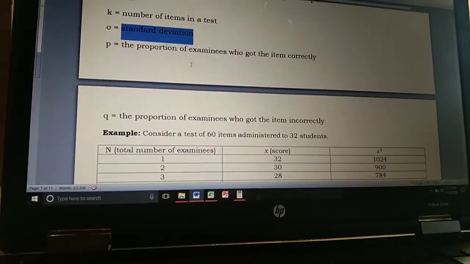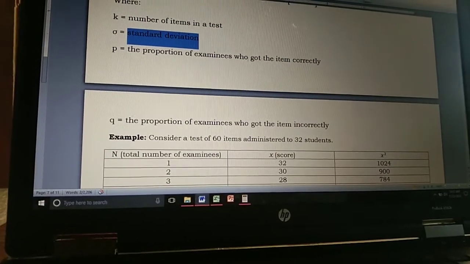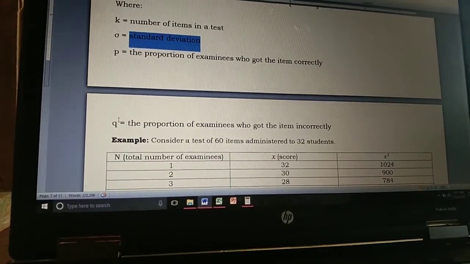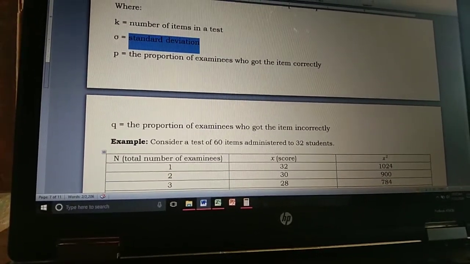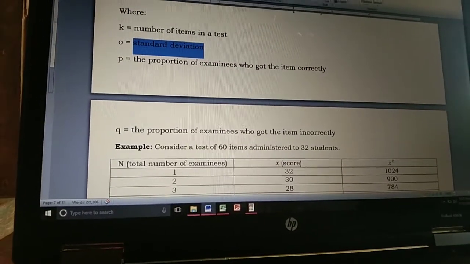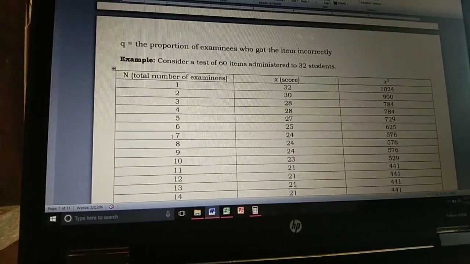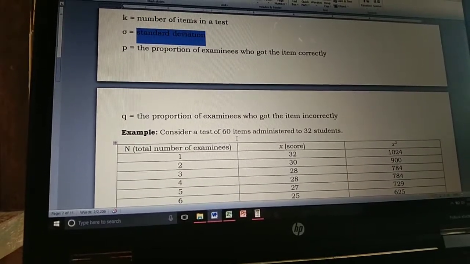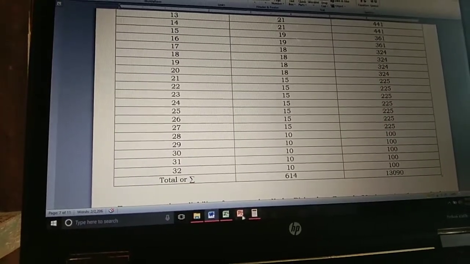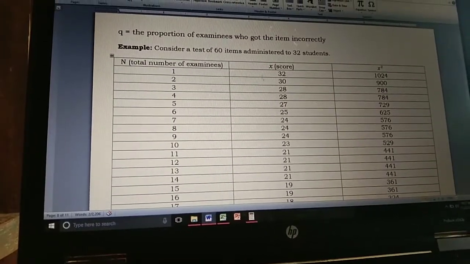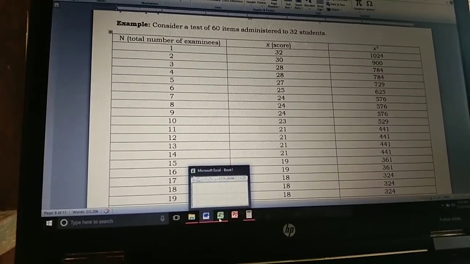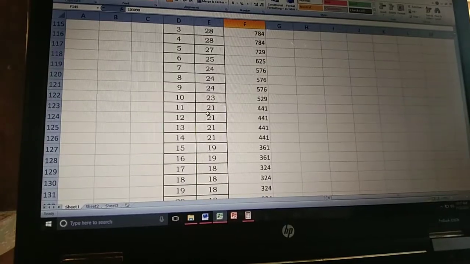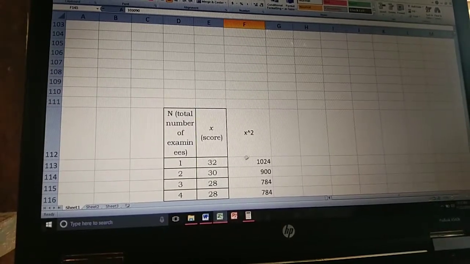P is the proportion of examinees who got the item correctly. Q, the proportion of examinees who got the item incorrectly. So we have here the table. So consider a test of 60 items administered to 32 students. So we have here, okay, punta tayo sa ating spreadsheet. So ito na yun.